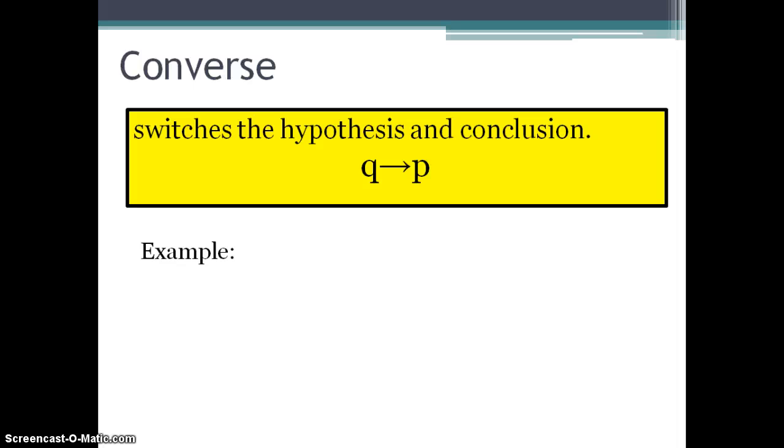Converse. A converse is going to switch the hypothesis and the conclusion. So the symbolic form is right here. You can see this is if Q, then P. Remember that Q is representing the conclusion and P is representing the hypothesis. So let's try an example.